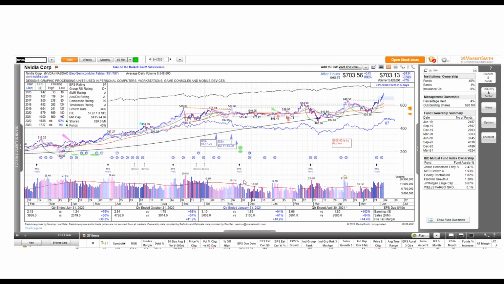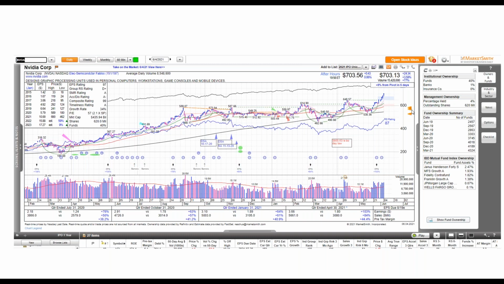Here's, of course, the charts. This is a daily chart. It has pattern recognition. It shows you the chart patterns. You can customize these columns at the bottom. It shows you how many of the top mutual funds own it over here on the right. It has a journal. You can set alerts to trigger. These little triangles over here show alerts that have been triggered.